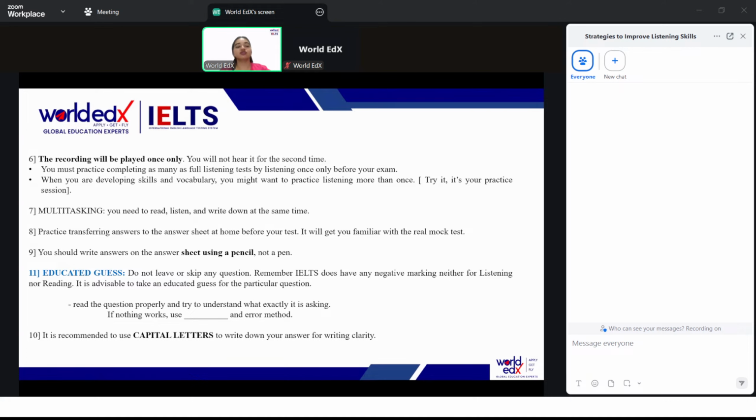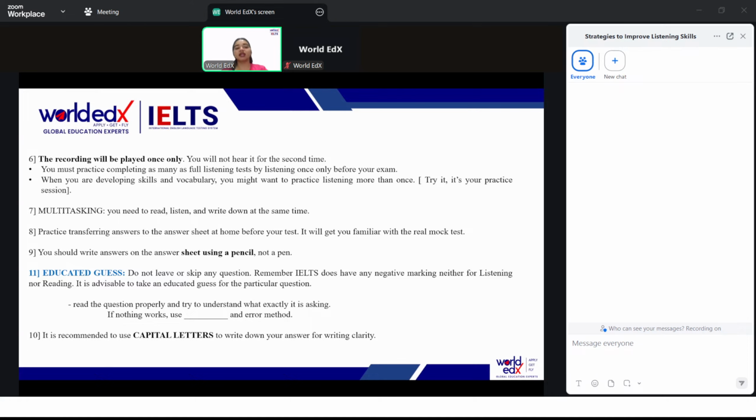The next is you should write all the answers on the answer sheet using a pencil, not pen, but I think this has been changed, so you have to write everything down in the final answer sheet. Yes, you will have to write everything down with a pen, but while practicing, when you are writing it in rough, you can even use the pencil, but it's better that you write with the pen and get an idea.